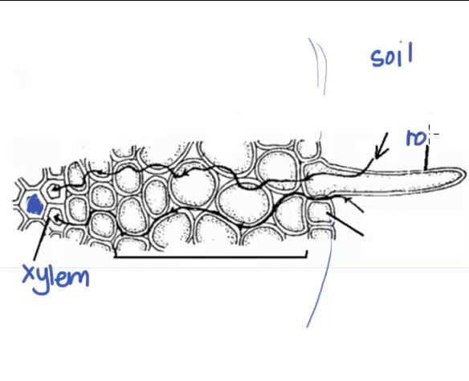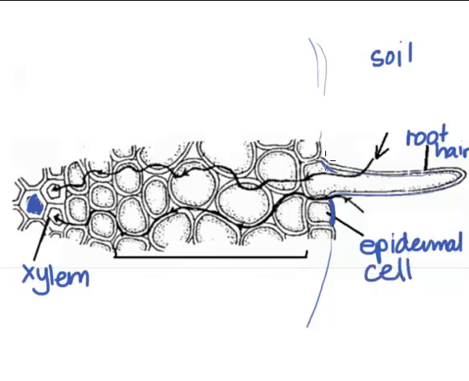This, of course, is the root hair that we've been talking about, and you can see how it extends the surface area. Here is a normal epidermal cell, and you can see that the root hair extends the surface area of the cell for increased uptake of water. Now, how is the water going to move from the soil into the cytoplasm of the epidermal cell?